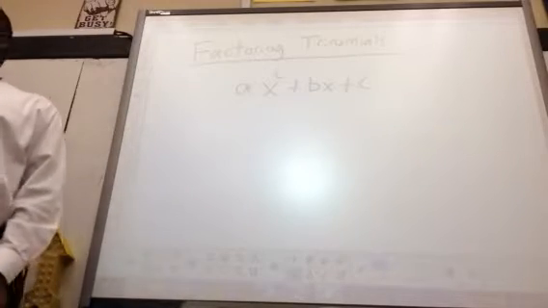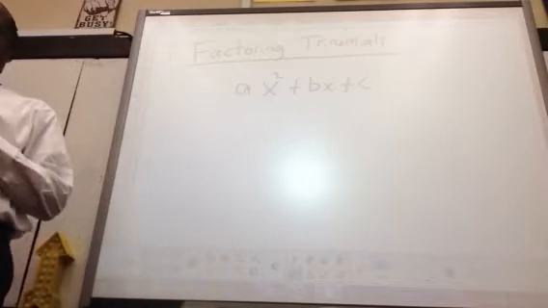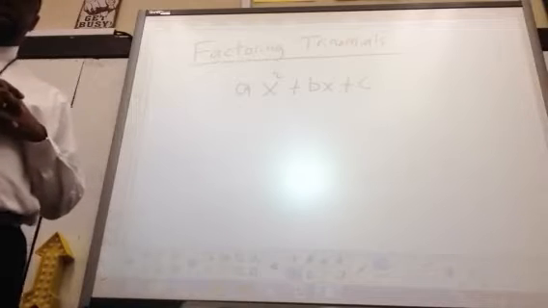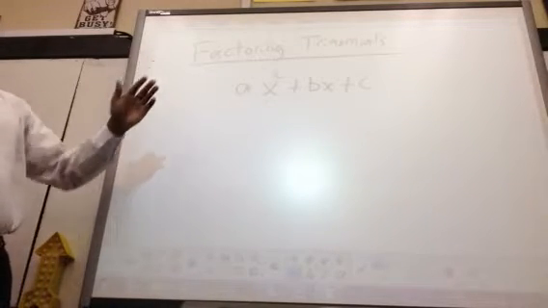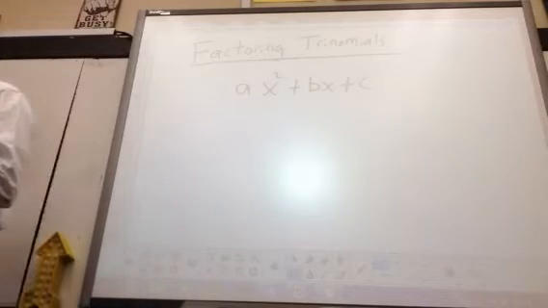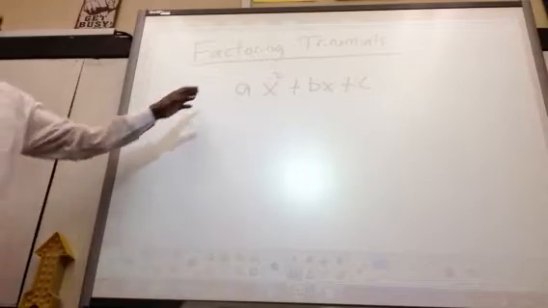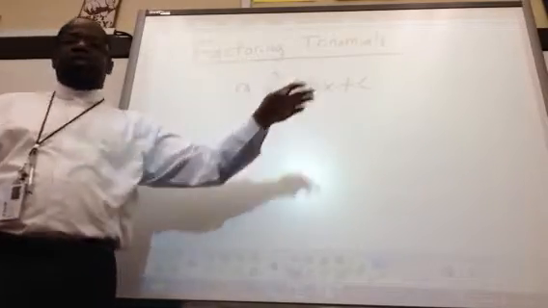We have been talking about factoring. We have looked at factoring using the greatest common factor. Today we're going to look at another type of factoring, and this involves factoring trinomials of the form ax squared plus bx plus c.